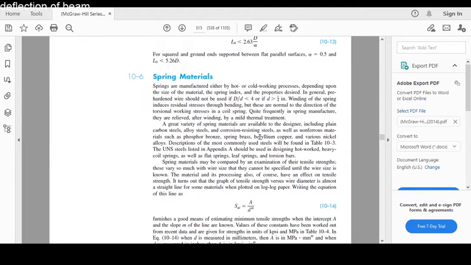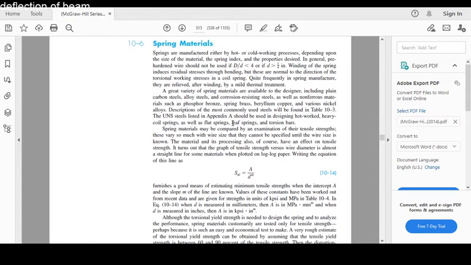Quite frequently in spring manufacture, there is stress relief after winding by a mild thermal treatment. A great variety of spring materials are available to the designer, including plain carbon steel, alloy steel, and corrosion resisting steel, as well as non-ferrous materials such as phosphor bronze, spring brass, beryllium copper, and various nickel alloys. Indication of the most commonly used steels will be found in Table 10.3.